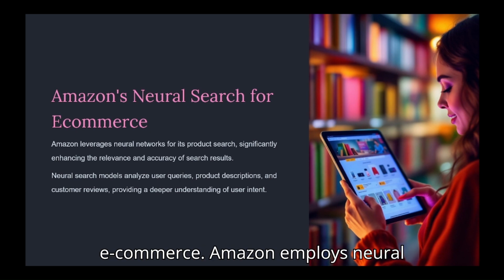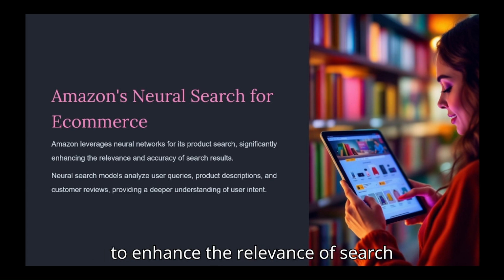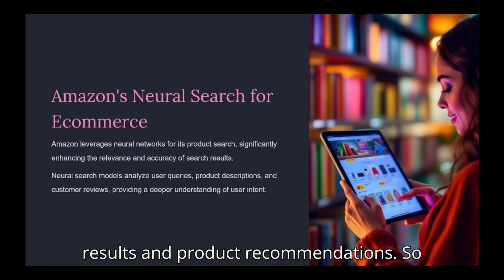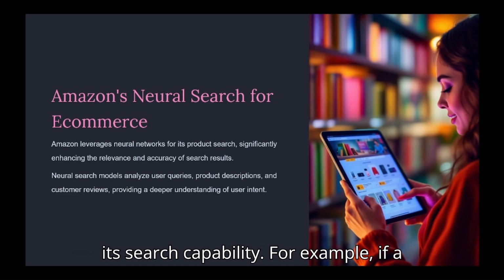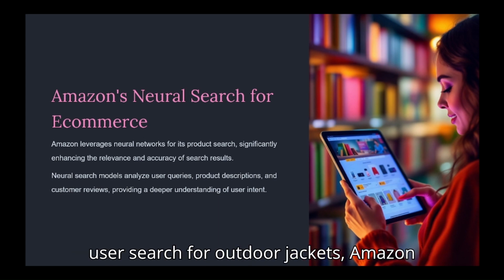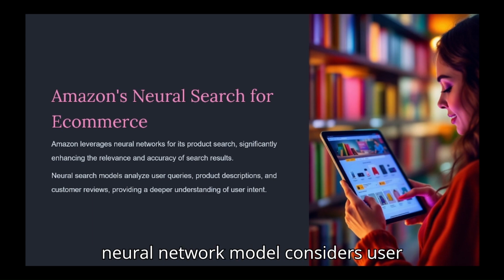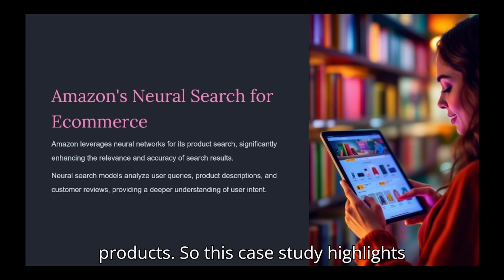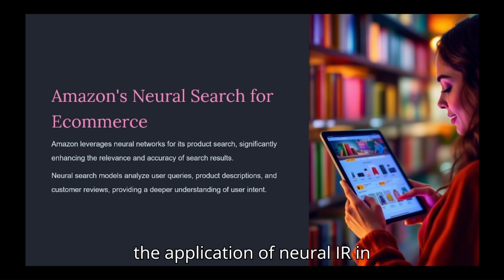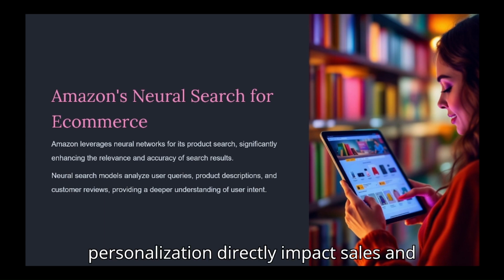So next is Amazon's neural search for e-commerce. Amazon employs neural networks in its product search system to enhance the relevance of search results and product recommendations. So using neural embeddings, Amazon improved its search capability. For example, if a user searches for outdoor jackets, Amazon's neural network model considers user behavior and trends to recommend products. So this case study highlights the application of neural IR in e-commerce, where relevance and personalization directly impact sales and customer satisfaction.